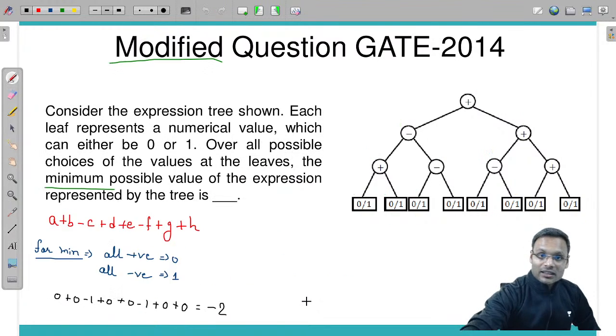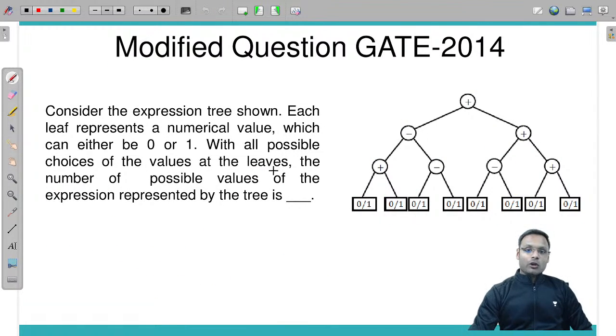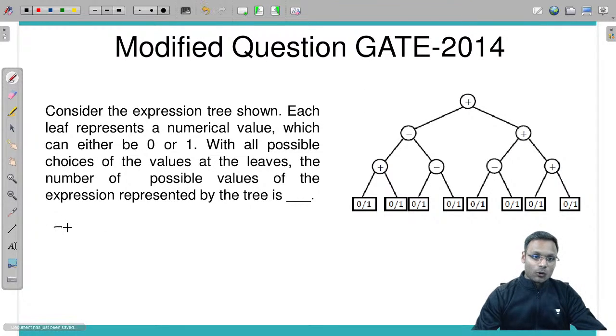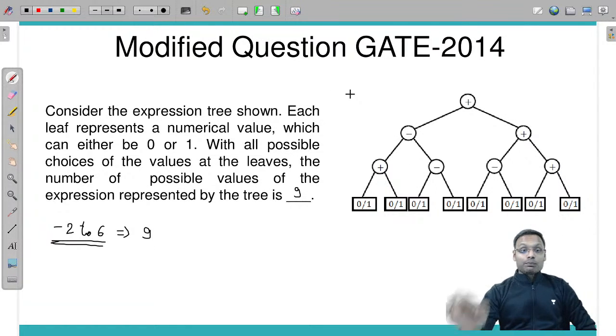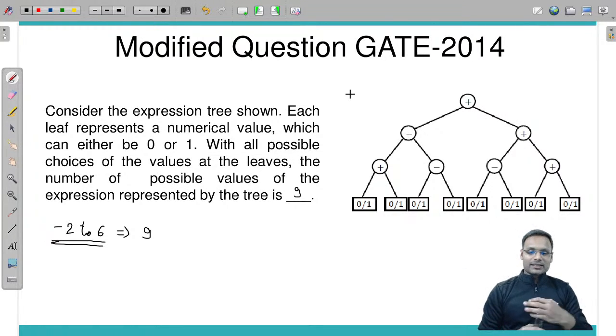Yes. So another modified question I have brought with all possible choices of the values at the leaves. The number of possible values of the expression represented by the tree is. कितनी values आप represent कर सकते हो? -2 to 6 all the values, and which are how many? कितनी values हैं? 9. So answer for this question is 9. 9 possible values are there for this particular expression. क्या समझ में आया आपको ये चीज?